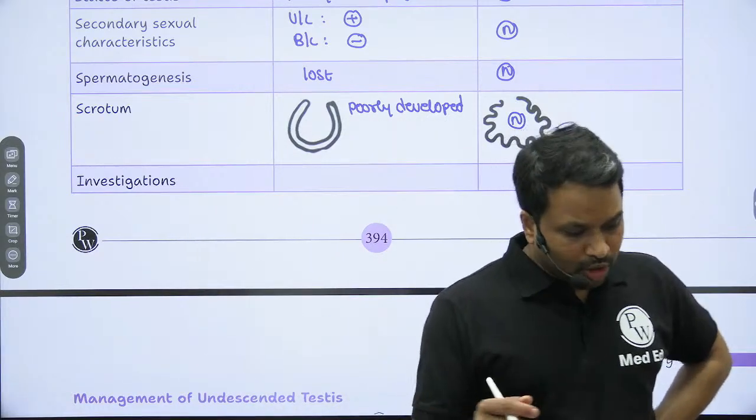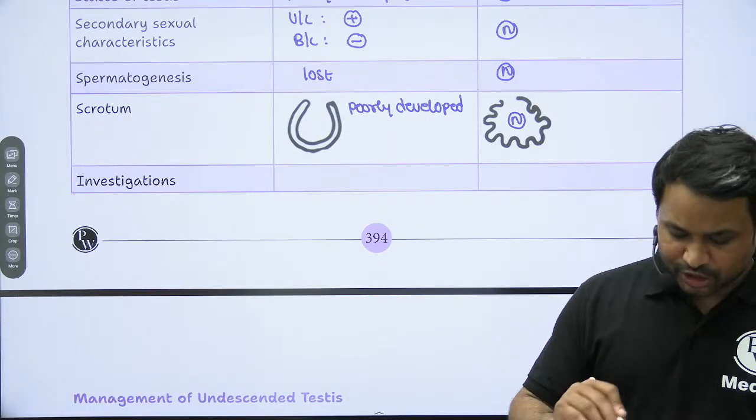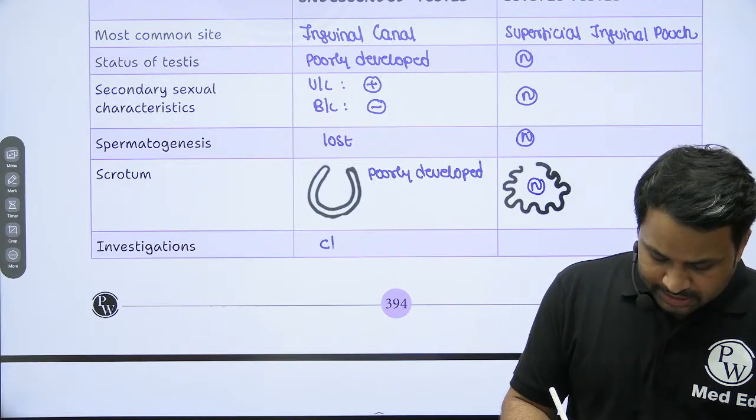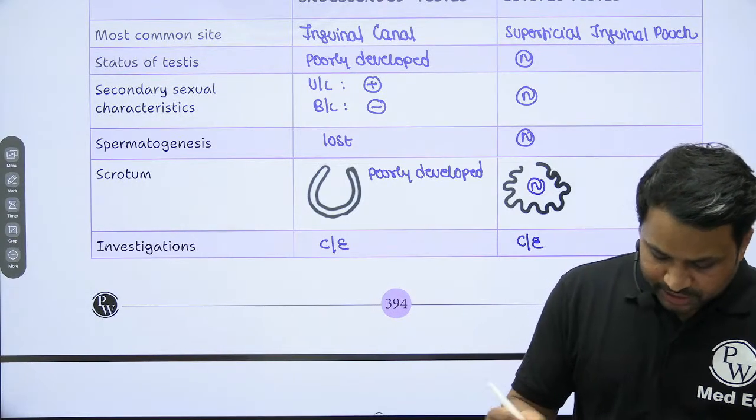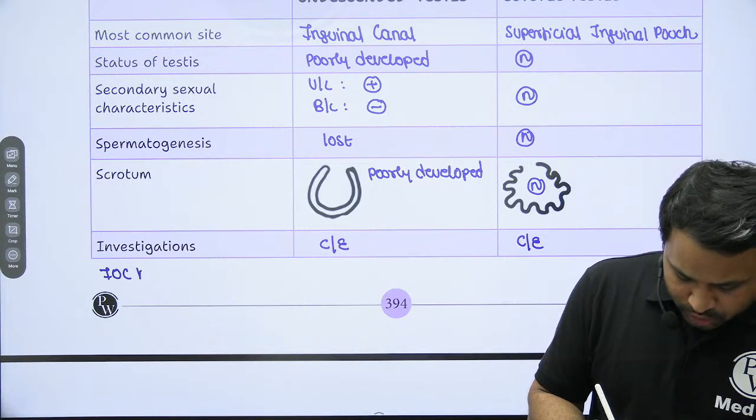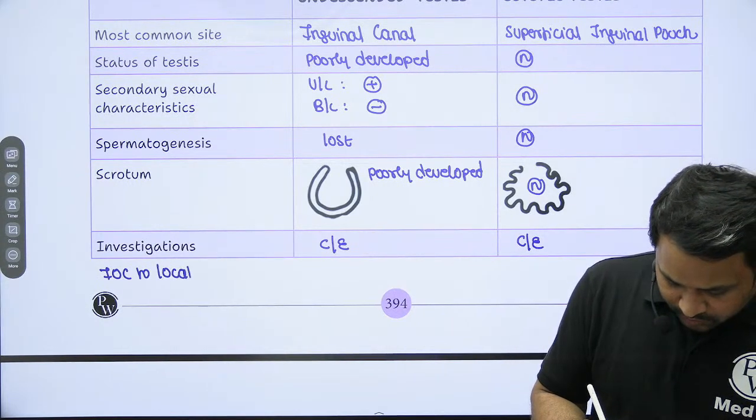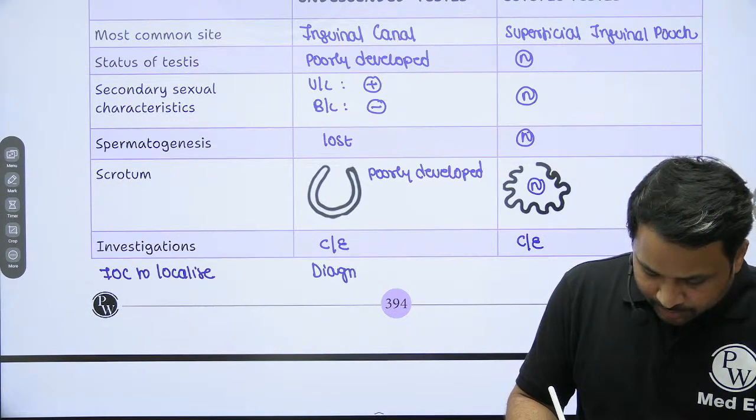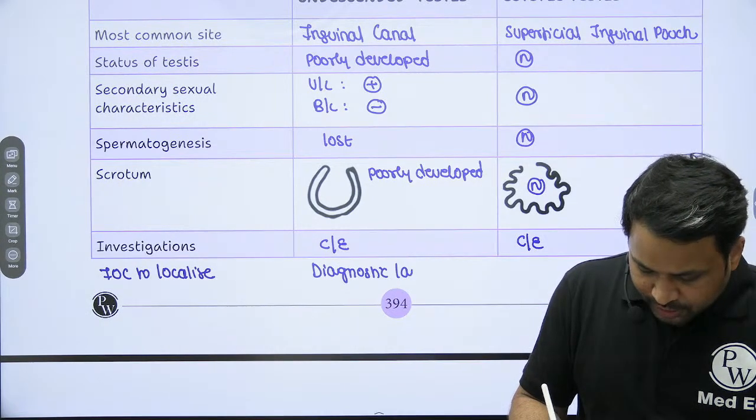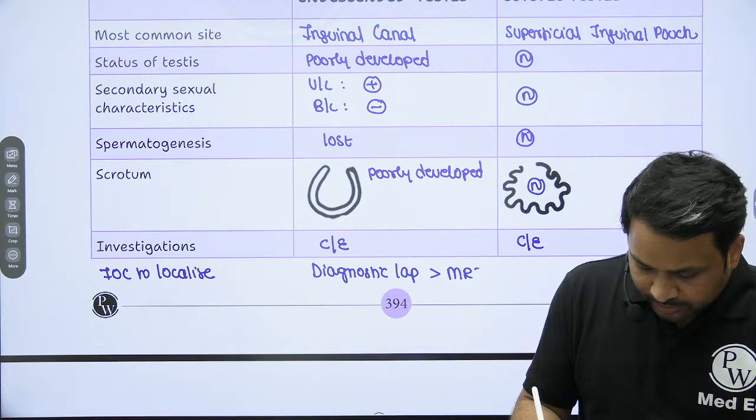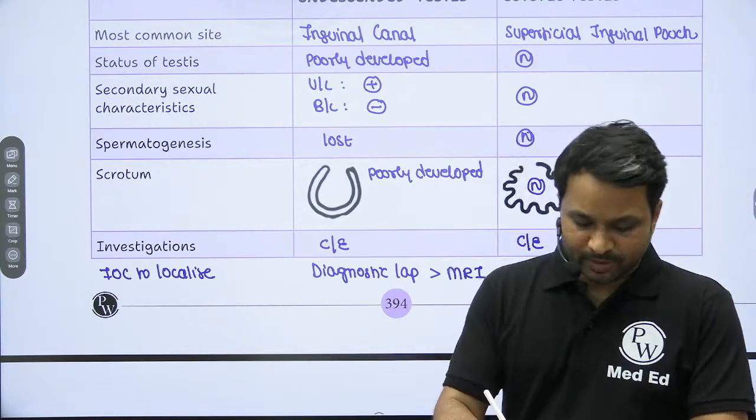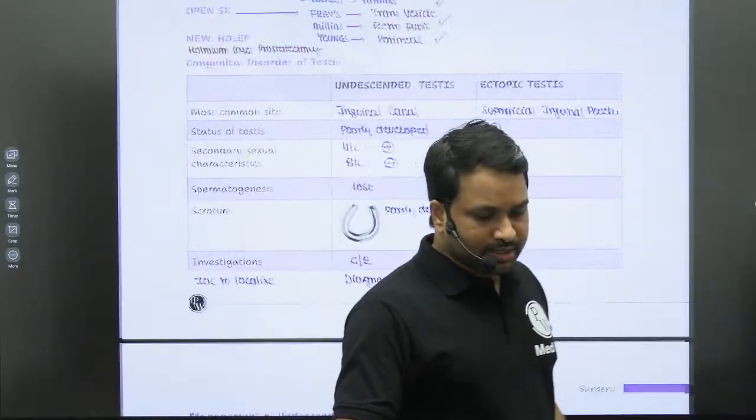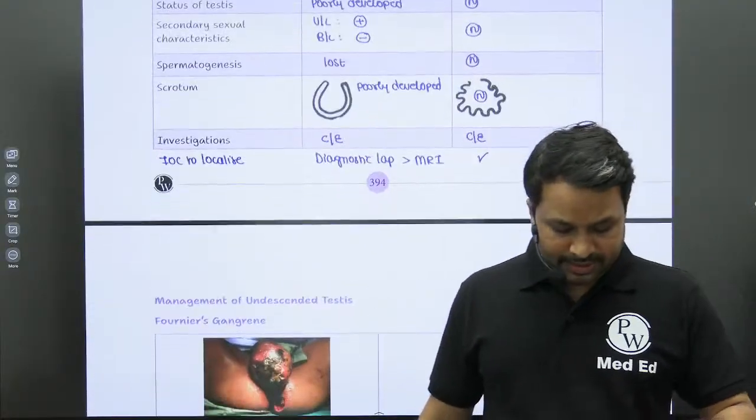Now when you talk about investigation, remember the investigation of choice. To be very honest, to diagnose it, it is clinical examination. But if they change the question to investigation of choice to localize, if you are not able to localize it, diagnostic laparoscopy is preferred over MRI. Diagnostic laparoscopy is preferred over MRI in both these contexts, undescended testes as well as ectopic testes. As simple as that.